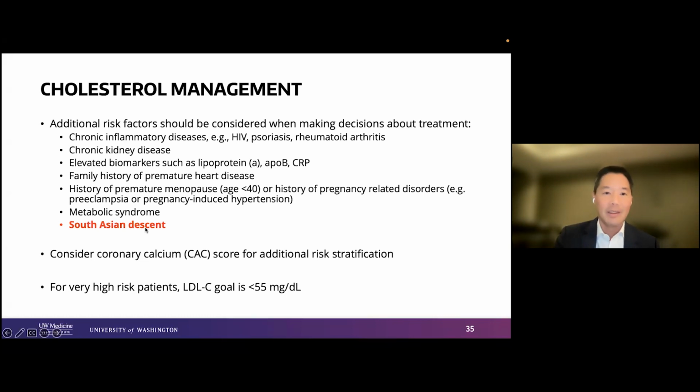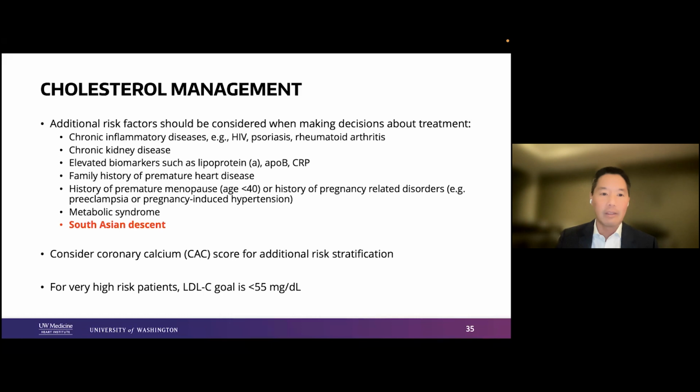And the final thing is that it was recognized, as I said, that South Asians are at higher risk. So if you come from a South Asian country, so if you're from India or Pakistan or Bangladesh, then those people should be considered for more aggressive treatment because of the increased risk associated with those individuals.